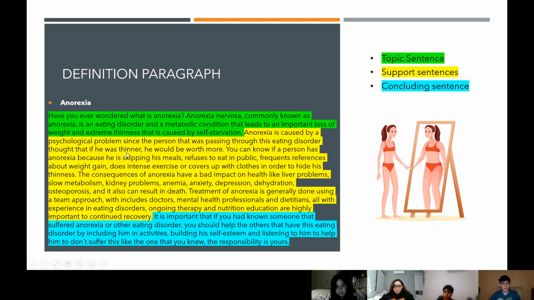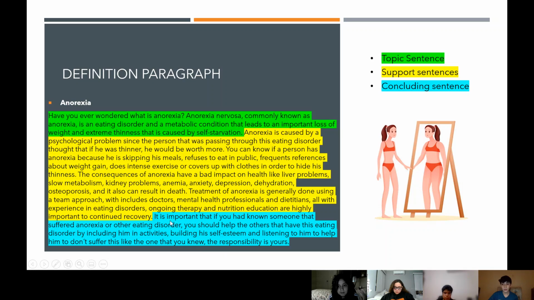Here we can see that, here you can know if a person has anorexia because he is skipping his meals. Is skipping will be the tense of present continuous, and then we have other adjectives in the supporting sentences.